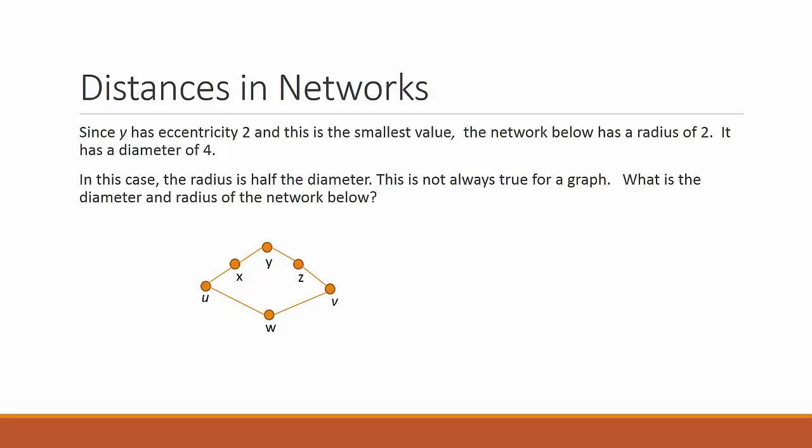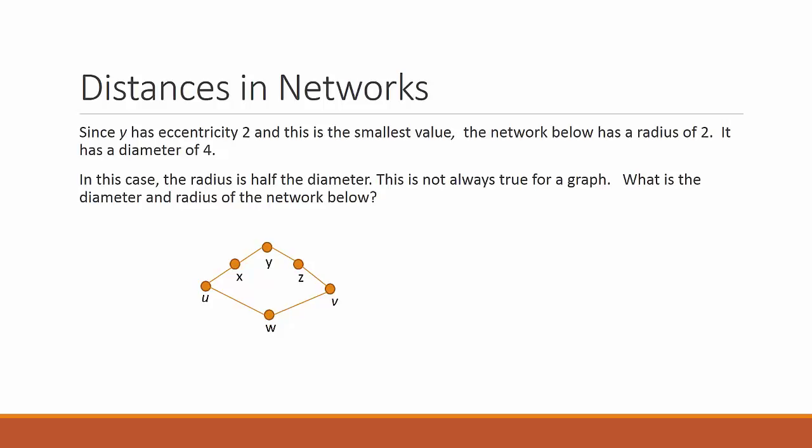Suppose we change our network again, this time by adding an additional vertex or node that we will label W. And now we have a cycle network. What are the eccentricity values in this case? Now the distance from U to V is only 2. The distance from U to Z is 3. And the distance from U to all the other nodes is either 3 or less than 3. So U has eccentricity value 3.